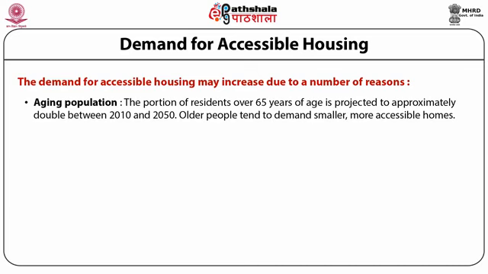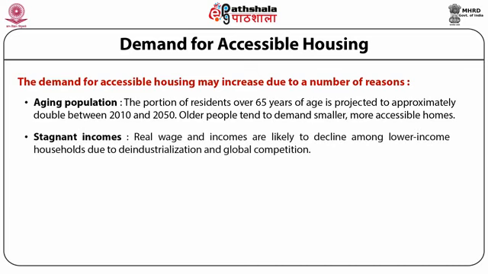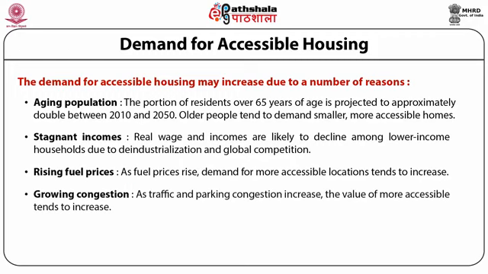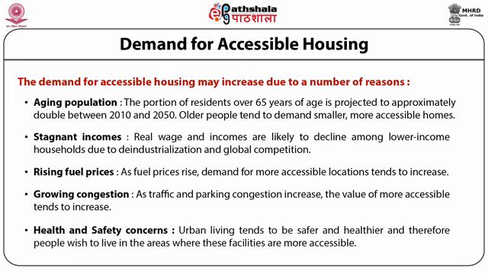The second issue is that of stagnant incomes. Real wages and incomes are likely to decline among lower income households, that is, the first two income quintiles, due to deindustrialization and global competition. The third problem is that of rising fuel prices. If fuel price rise, demand for more accessible locations tends to increase. Growing congestion. As traffic and parking congestion increases, the value of more accessible multimodal locations and alternative modes tends to increase. And another factor that leads to this increase is health and safety concerns. Research indicates that urban living tends to be safer and healthier, and therefore people wish to live in the areas where these facilities are more accessible.